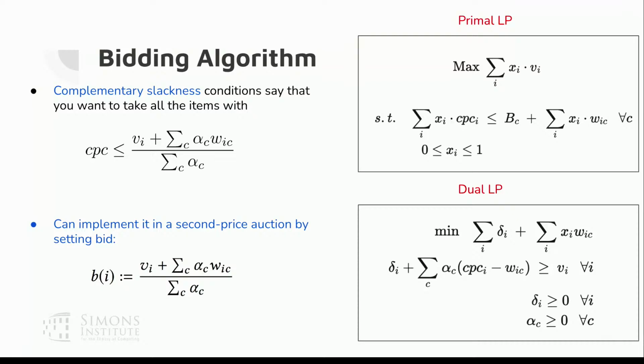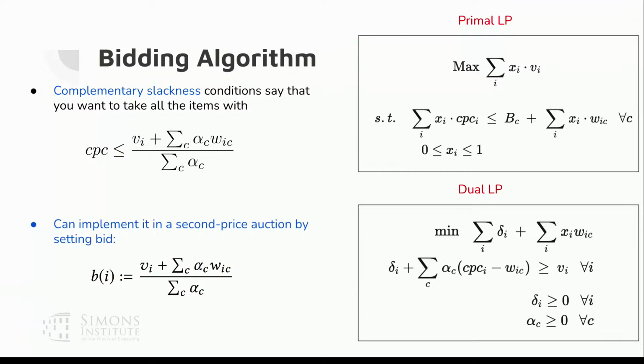And I won't go into this linear program, but basically the dual constraint and the complementary slackness conditions tell you that you want to take items where this constraint is tight, which essentially, if you rewrite, turns out to be this: you want to take all the items and only those items where the cost is at most this formula. This formula contains the VI, which is known to you, the value. It contains this constraint constant, W, and then it contains these dual variables. So you want to pick all the items whose cost is at most this.